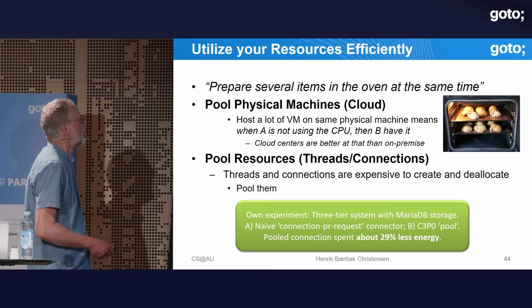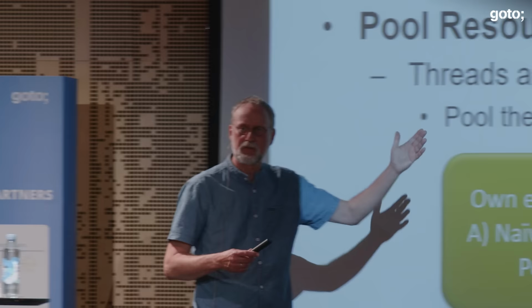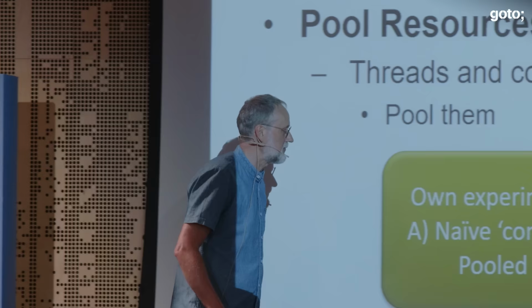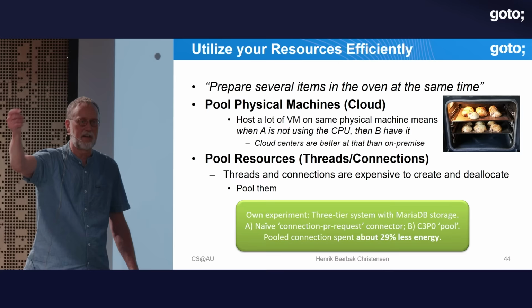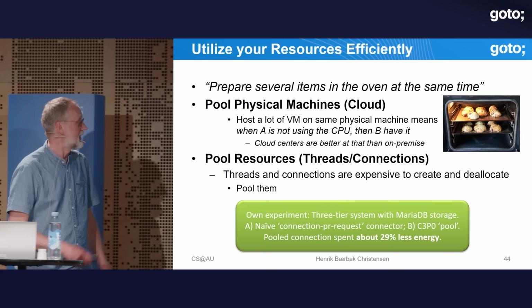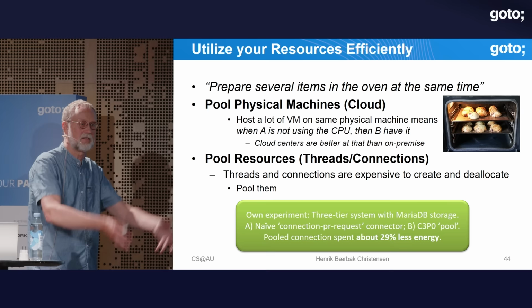Pool physical machines: use cloud computing in order to group a lot of virtual machines on the same hardware so we can drive CPU load up. Pool things: use thread pools, connection pools. I tried to rewrite the same simple system that had a MariaDB storage using a naive approach: I have a request, I make a connector to the SQL database, do the SQL query, and then turn off the connection. And then I tried using a connection pool. Again, almost 30% energy saved by not having to make a connection and then tear it down again, and all that memory stuff going on.